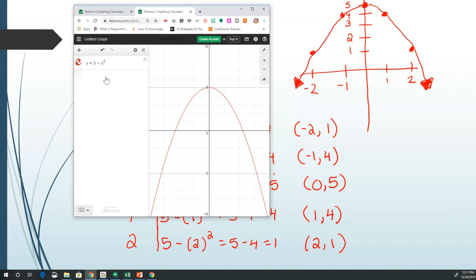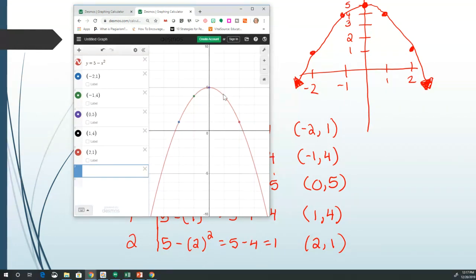If you want to verify your sketch, we can plug in these values to make sure we did the math correctly. So we have -2, 1, -1, 4. And as I type all of these, you know they're correct if they show up on that graph. 1, 4, and 2, 1. So since every single one of these points that we found is on the graph, that means we didn't make any mistakes. So it's a way to check your work.